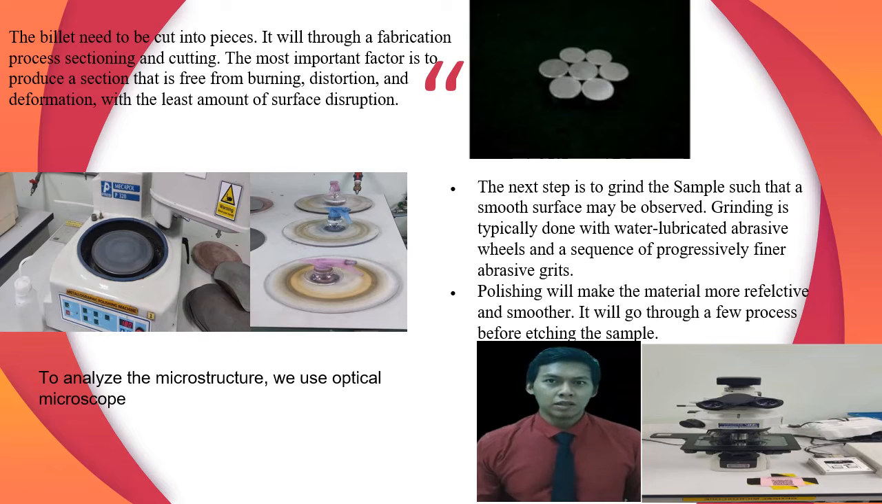For the fabrication process, the billet will be sectioned into a few pieces. The most important factor is to produce a section that is free from burning, distortion and deformation, with the least amount of surface reaction. The next process is grinding the sample to remove burr and to obtain a smooth surface. Polishing will make the material more reflective and smoother. It will go through a few processes before etching the sample. The last step is to analyze the sample using optical microscopy. Software used in this research is ImageJ.